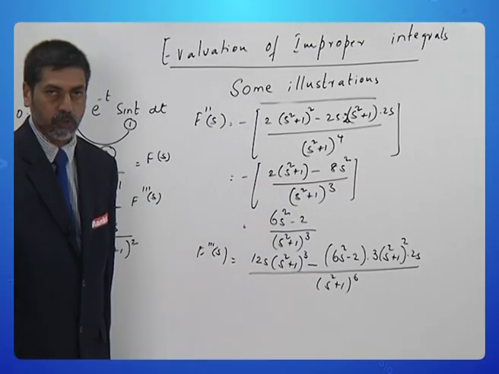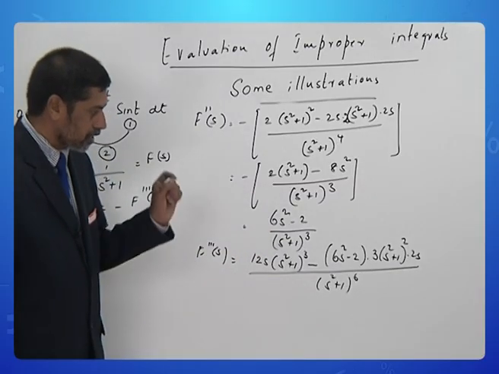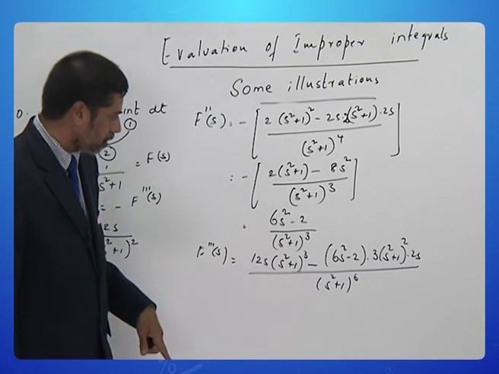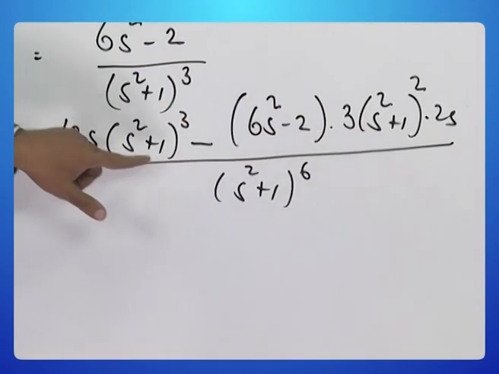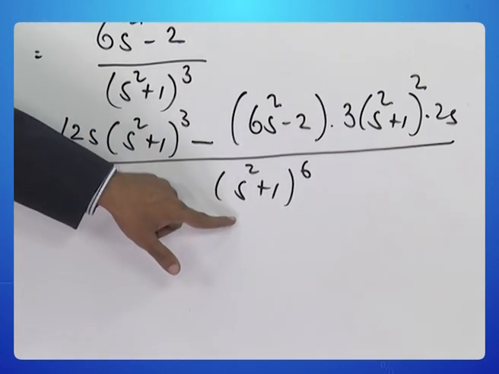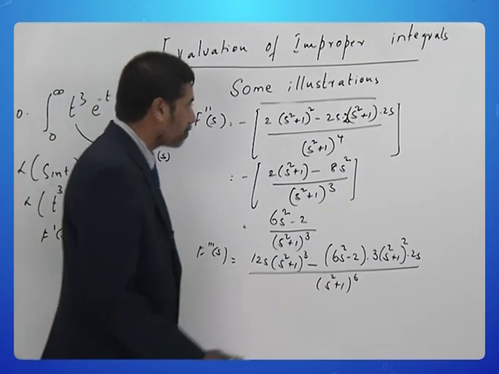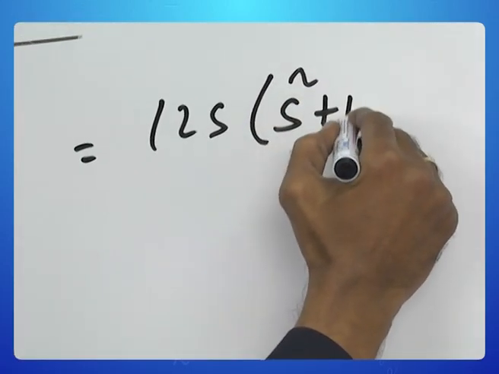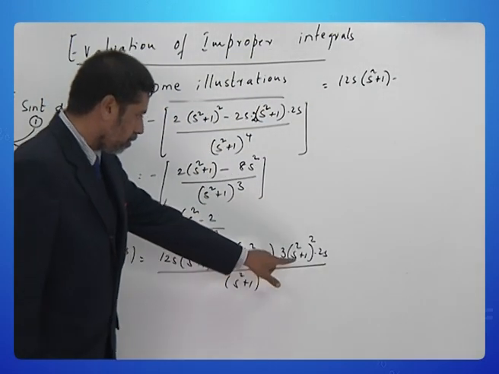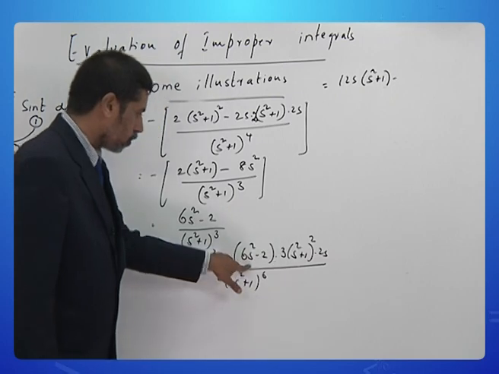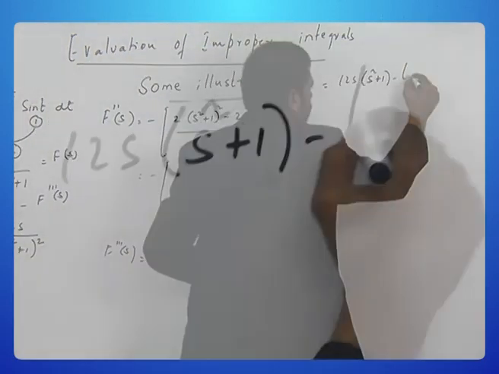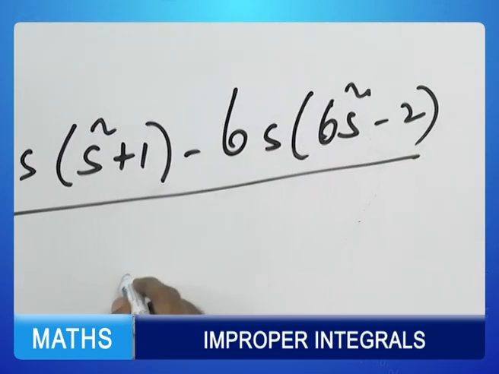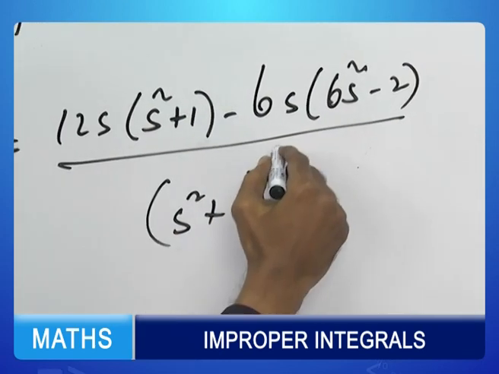With this, the differentiation part is over. However, remember there is a small substitution we have to make finally. So we'll slightly reduce this before we substitute. What can be done? S square plus 1 whole square can be taken out common from the numerator and we can cancel out here. So we are left with 12s into s square plus 1 minus 6s into 6s square minus 2 by s square plus 1 to the power of 4.